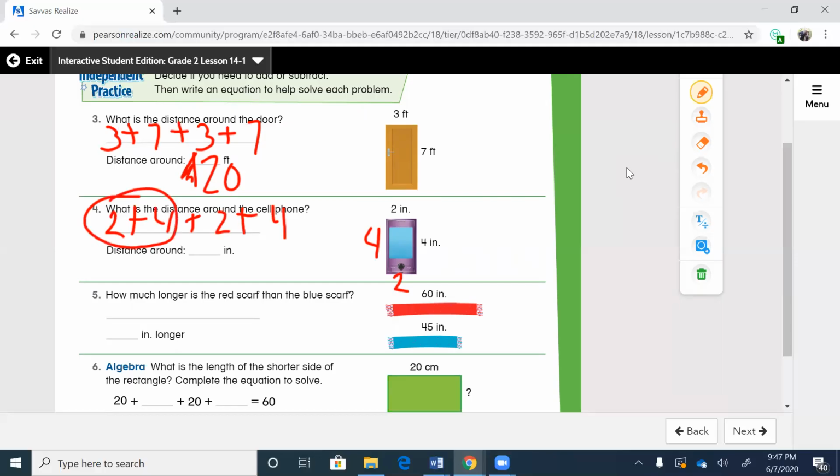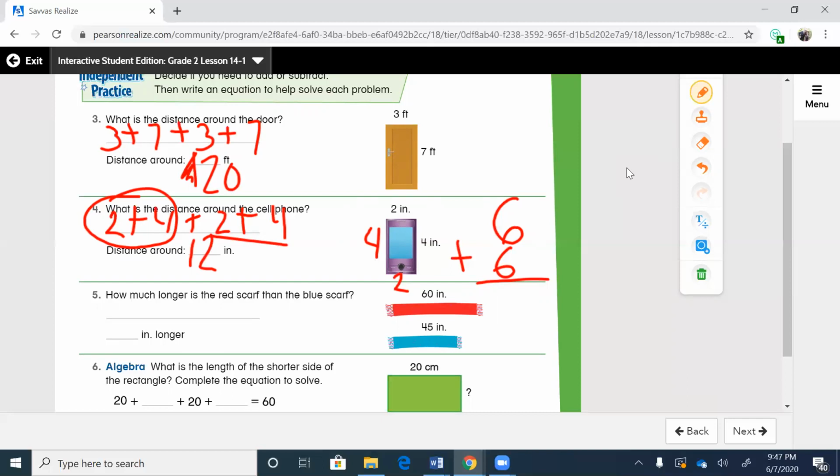Add your first two numbers. 4 plus 2 is what? 6. Now all we have to do is add the other 6. What's 6 plus 6? 12. So the cell phone is 12 inches around.